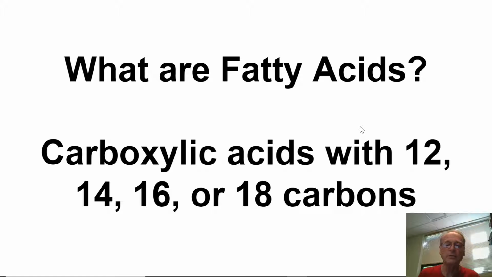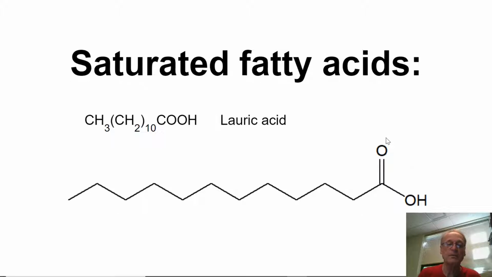There are other carboxylic acids, but in order to be a fatty acid, it has to have one of those numbers of carbons. Okay, so let's start with some saturated fatty acids. So what's a saturated fatty acid? Well, that just means that there's no other double bond somewhere in this long chain. There is a carboxylic acid group. That's what this is. The double bond O with the single bond OH on it makes it a carboxylic acid.